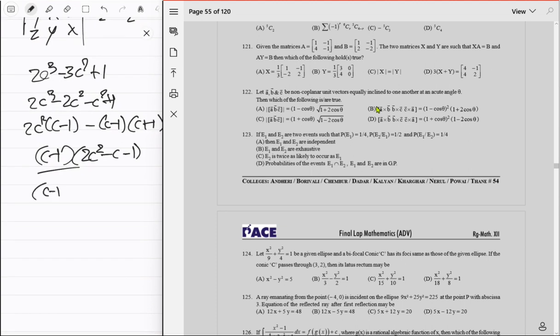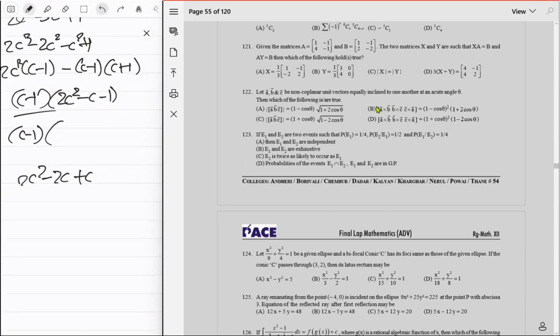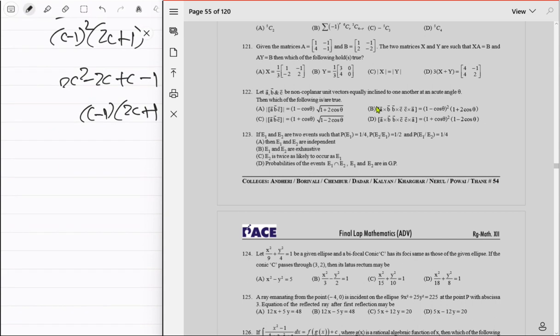So you got just c minus 1, then this is 2c square minus 2c plus c minus 1, which is like c minus 1, and then you just have 2c plus 1. So just (c minus 1) square and you got 2c plus 1, right? Yeah. Its square root: 1 minus c, because we need the mod, and then just square root of 1 plus 2c. Got it. So A looks correct.